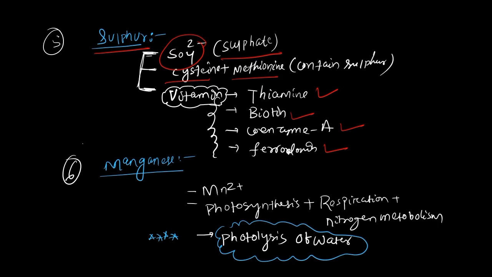Next is manganese. What is manganese? Manganese is absorbed in the form of Mn2+, and it helps in photosynthesis, respiration, and nitrogen metabolism. But the main and most important role of manganese is photolysis of water. What is photolysis of water? During photosynthesis, water molecules are broken down. This breakdown occurs by one of the minerals called manganese.